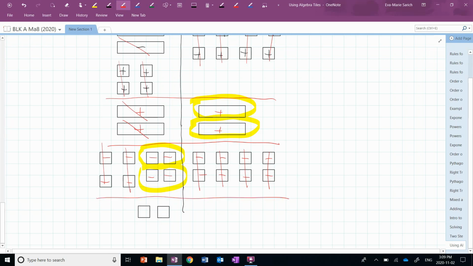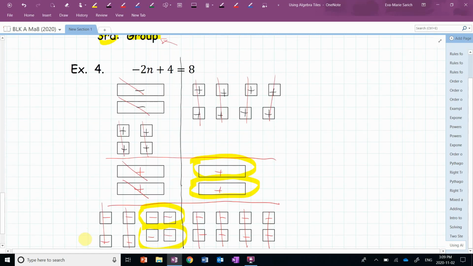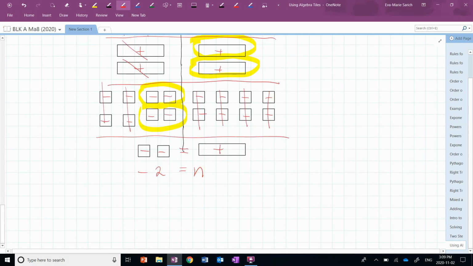So every rectangle has 2 integers. So we're going to copy 2 integers on the left is 1 rectangle or 1 variable on the right. This is a positive variable and 2 negatives. Remember, there's an equal sign in between, so that means -2 is equal to our variable. In this case, it is an n, so n equals -2.